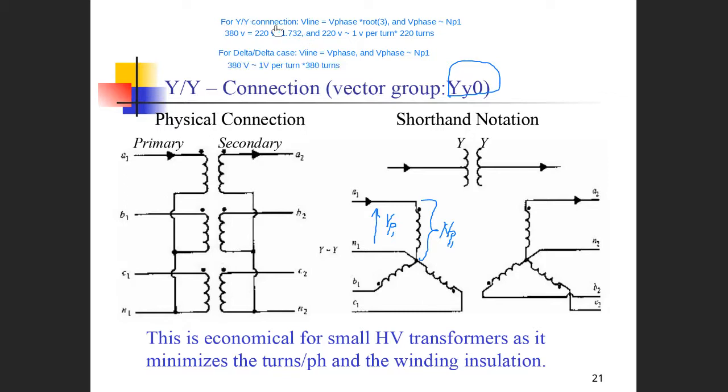For the star-star connection, if the line voltage is 380 volts, the per phase turn number is 220 turns. For a delta case, if the line voltage is 380 volts, the per phase turn number should be 380 turns. So in a star-star connection, the per phase turn numbers of the transformer are less than in a three-phase delta connection. That's why we have the wording: minimize the turns per phase.